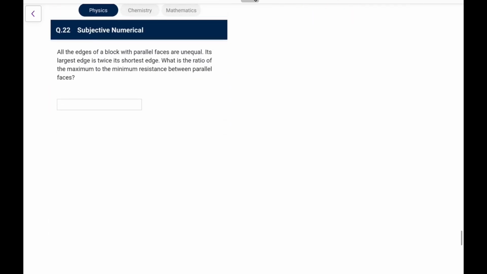Next one. All the edges of a block with parallel faces are unequal. Its largest edge is twice the shortest edge. What is the ratio of the maximum to the minimum resistance between parallel faces? So let's say A, B, C are the three edges we have. Let's say the largest is twice. So let's say this is A, this is B, and this C is twice of A.